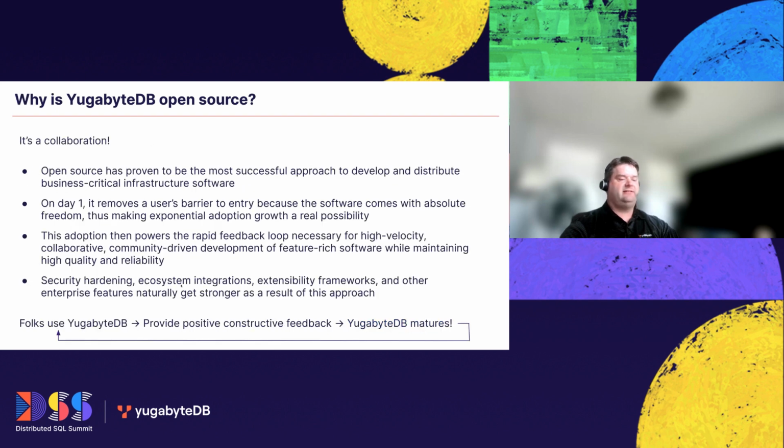And so the question, why would we want to open source? That basically just boils down to it's almost like a collaboration with the community, where folks are using Yugabyte, giving us feedback, positive and negative, and that helps us build a better Yugabyte. I drew a little feedback loop down at the bottom. So as people are using Yugabyte, we get the constructive feedback, and then we build a better Yugabyte.